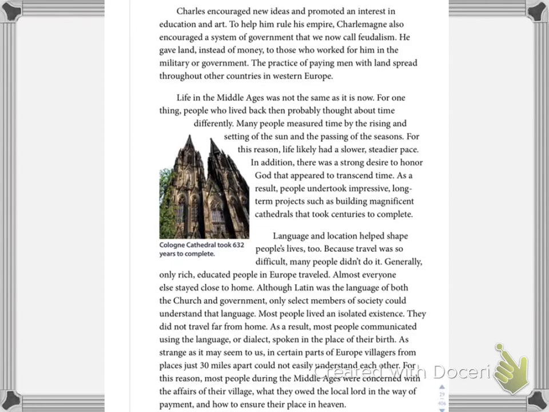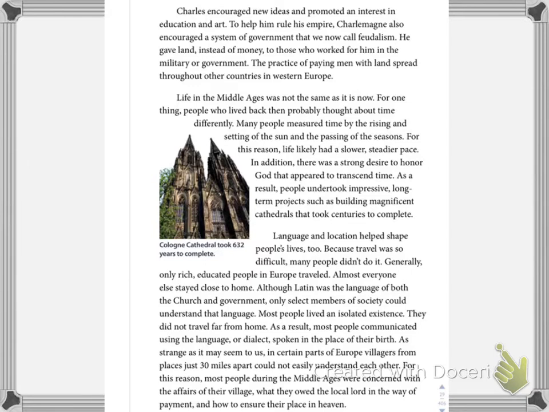Okay, next page. Charles encouraged new ideas and promoted an interest in education and art. To help him rule his empire, Charlemagne also encouraged a system of government that we now call feudalism. He gave land, instead of money, to those who worked for him in the military or government. The practice of paying men with land spread throughout other countries in Western Europe.